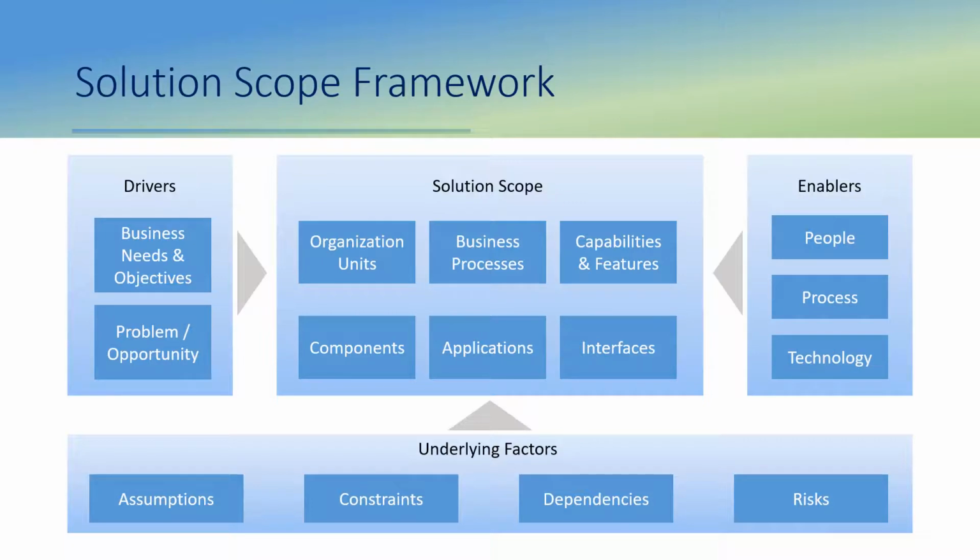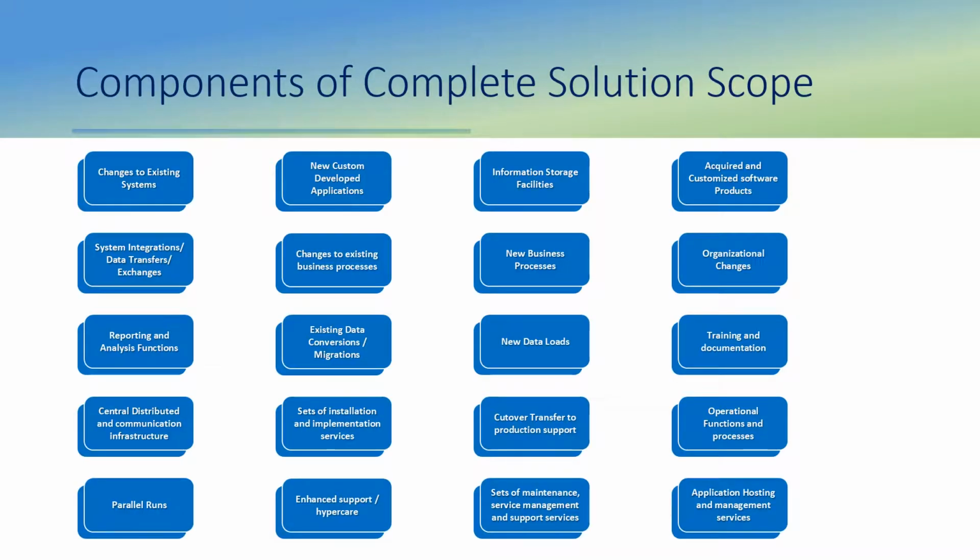Finally, the enablers, namely people, process, and technology. Now let's understand the scope components of a complete solution. These are various components of the solution scope from Solution Scope Framework. For a complete solution scope, or you can call it end-to-end solution scope, a complete solution will comprise 0 or more instances of these component types. We will visit each component and understand its description.